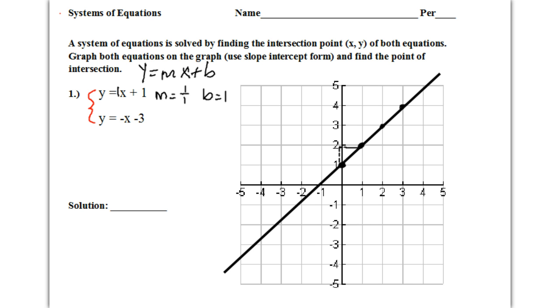The next equation is already in slope-intercept form. The slope is negative 1 over 1, so we're going to go down 1 and then right 1. The b value is negative 3, so that's where we start, at negative 3. From here we go down 1 and right 1 to our new point, and we'll keep doing that until we run out of room.